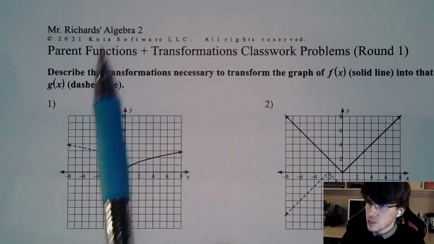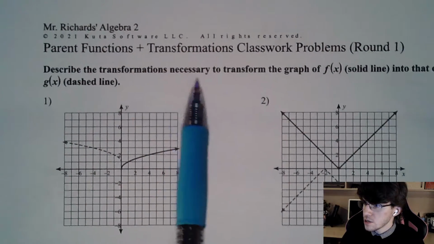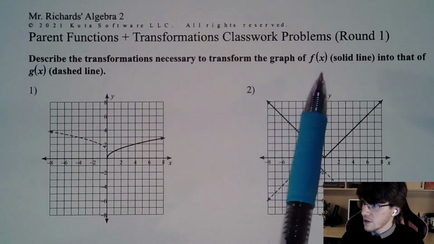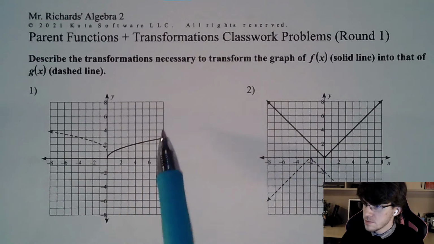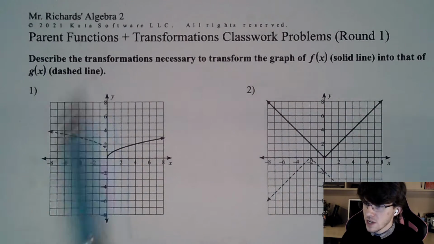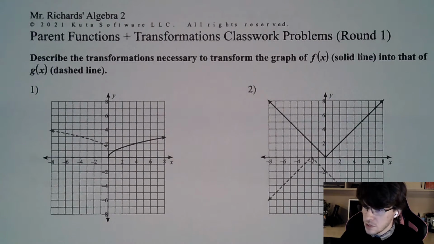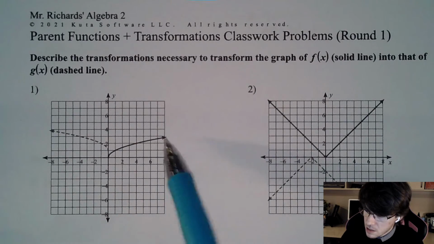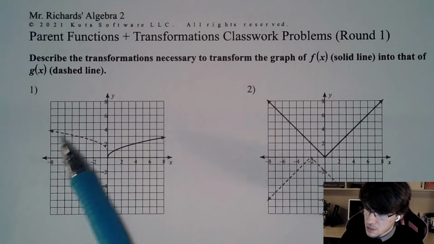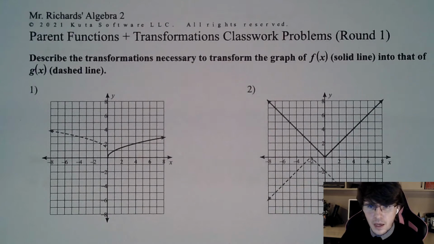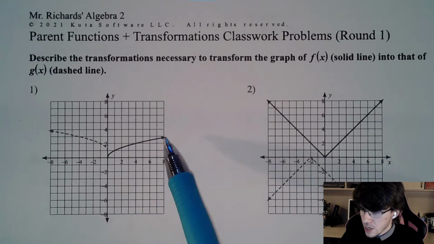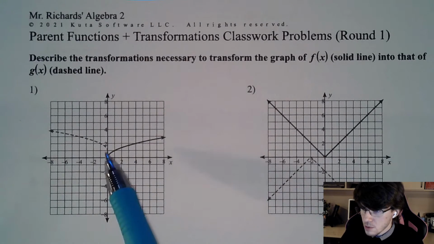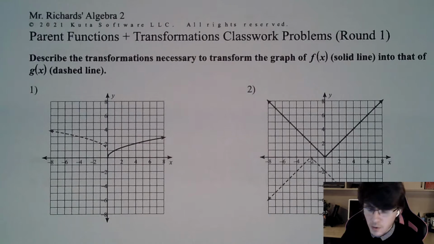It says, describe the transformations necessary to transform the graph of f of x, the solid line here, into that of g of x, the dashed line. So all we have to do is figure out, how do I turn this graph that's pointing to the right and turn it into the graph that's pointing to the left? And what I just said there is actually the beginning of the answer. We're pointing to the right on the original, and we're pointing to the left on the new one.